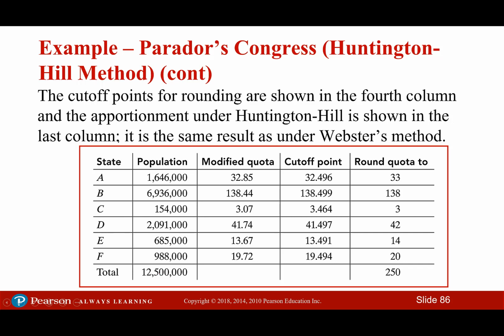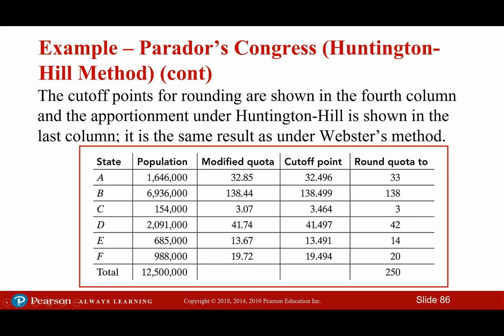What you do is you look at each one of these pieces here. So here's your modified quota. This is the way it works under Webster. Then you try to figure out, am I going to round up or am I going to round down? Anything that's not in the 0.4 category, you're just going to do what it needs to do. So 32.85, I would not even waste my time. That's going to round up to 33.